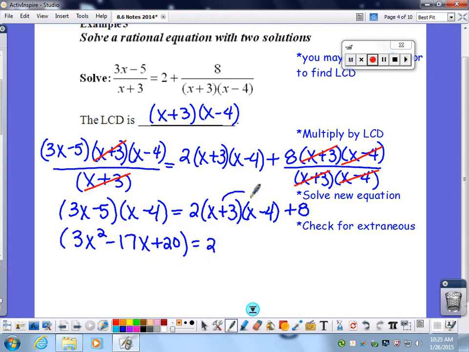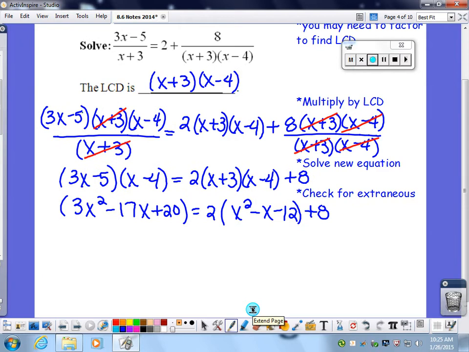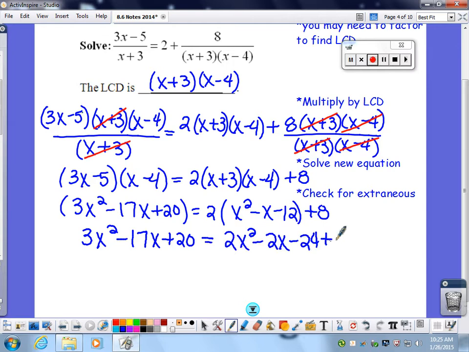Alright, 2. I'm going to FOIL these expressions first and then multiply by 2. FOIL that, x plus 3 times x minus 4. So we're going to get x squared minus x minus 12. Here again, don't forget about that plus 8. That gets carried along for the ride now. Keep cleaning up. I'm going to distribute that 2 now. So you're going to get 2x squared minus 2x minus 24 plus 8.